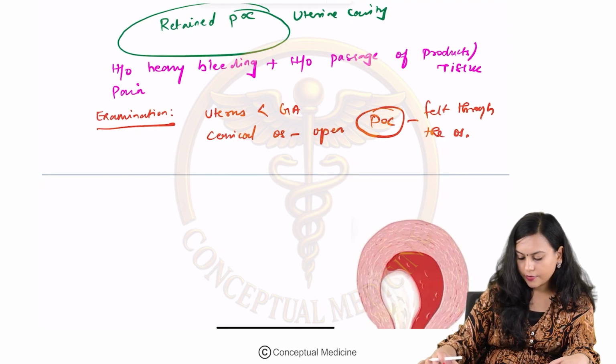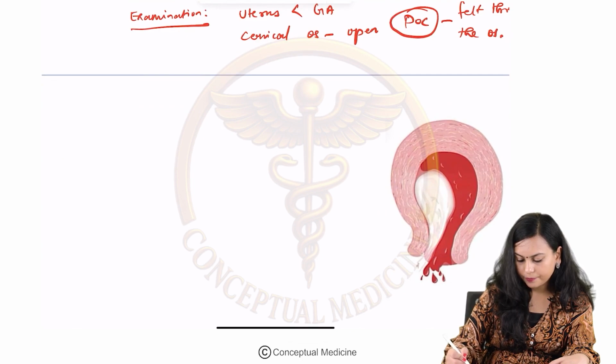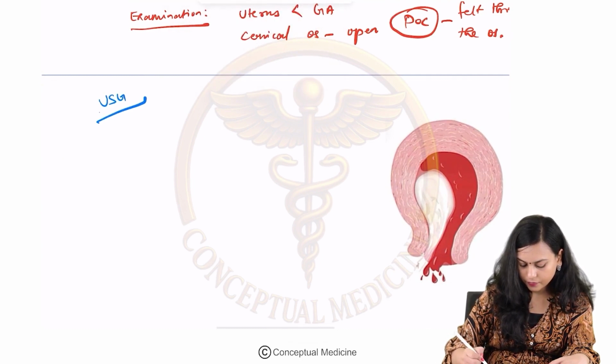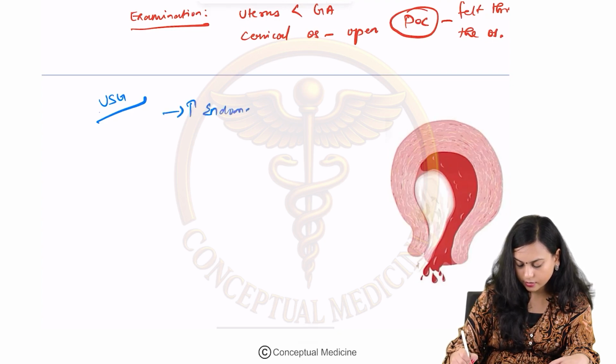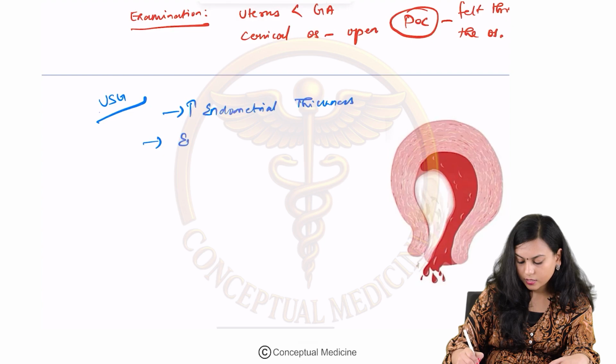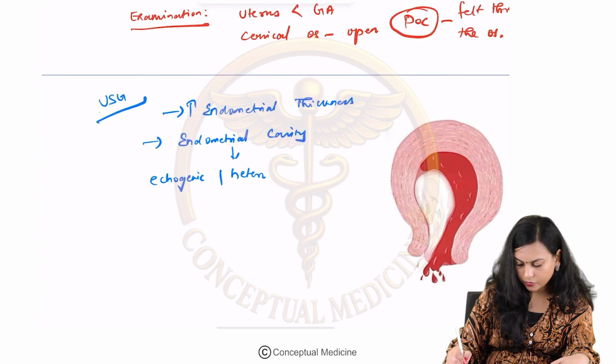Clear? And when you take an ultrasonogram, increased endometrial thickness will be noted. Sometimes the endometrial cavity may even contain echogenic or heterogenic material.